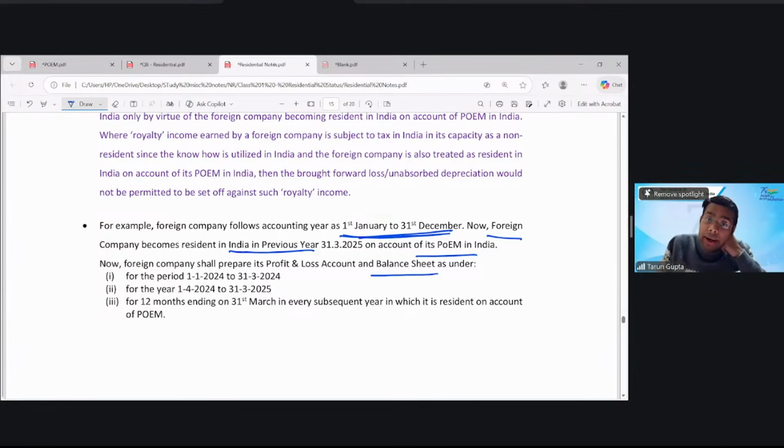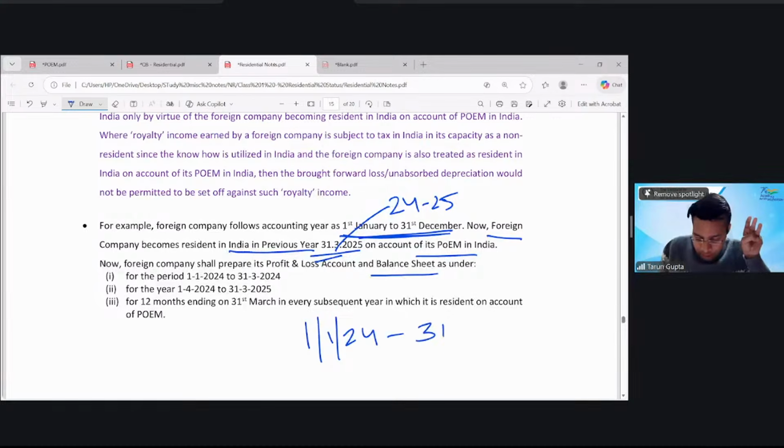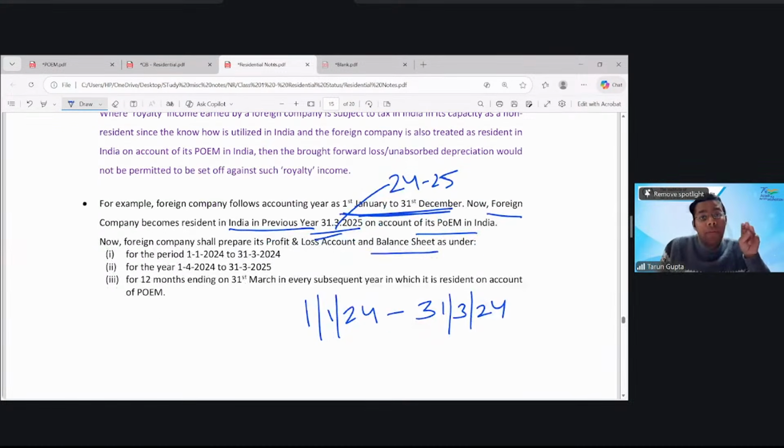It follows a calendar year. So for 24-25, I need my account, but the company follows the calendar year. So first, it will prepare a financial statement for the 3 months, 1st Jan 24 to 31st March 24, and then it will prepare a financial statement for the financial year, 1st April 24 to 31st March 25.